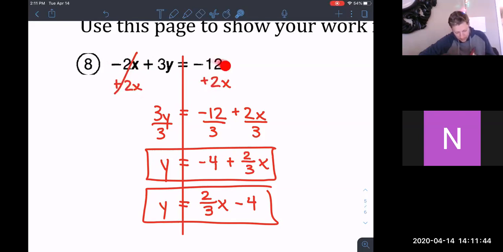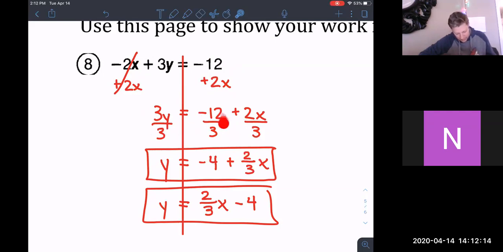And then when I add 2x on the other side, we just remember, we cannot combine these. We can't do negative 12 plus 2x because this is a constant term and this is an x term. So we just write them next to each other. Negative 12 plus 2x equals 3y. All right, and then since the only thing we have to get rid of to get y by itself is this 3 that's multiplying it, then we divide everything by 3.